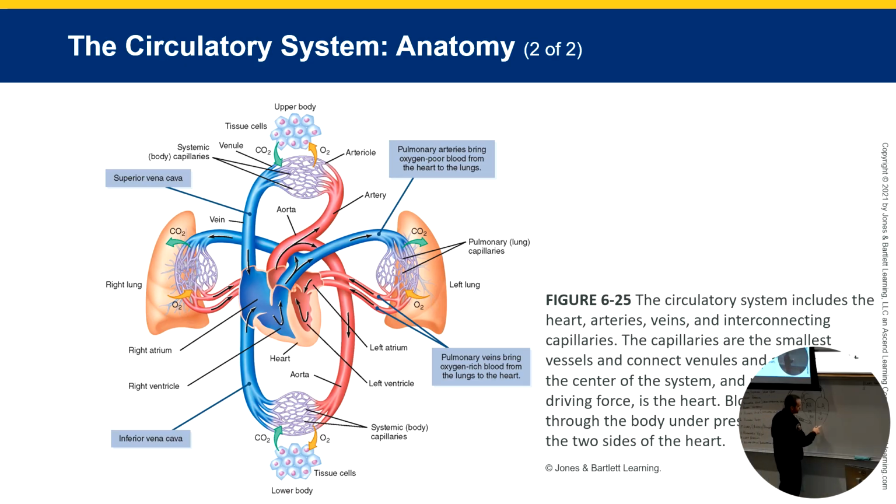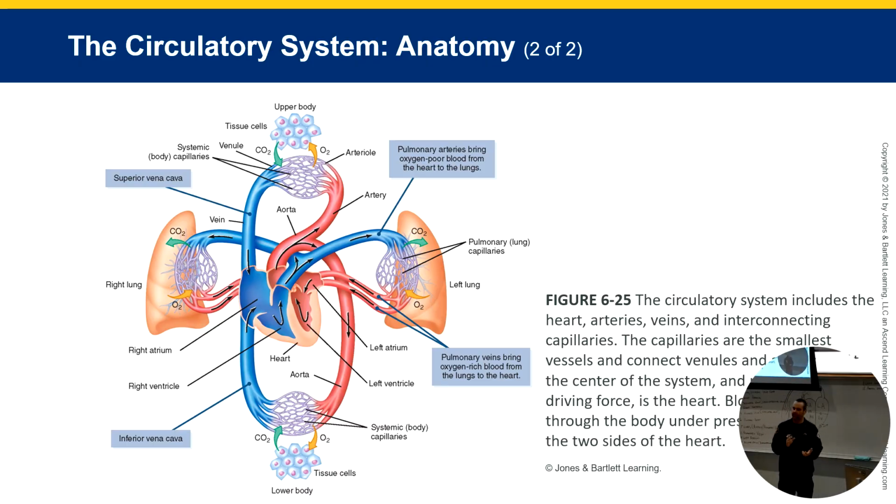So it contracts. Once again, it needs to go through another valve. This is the aortic valve. And what kind of valve is it? Semilunar valve. Okay. So now our whole goal is to bring this oxygenated blood to the tissues. So let's make it happen.